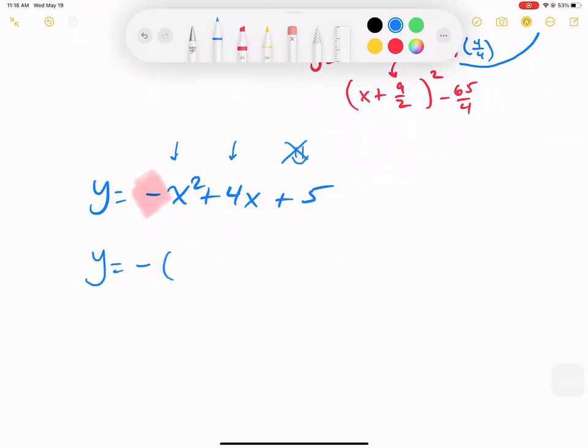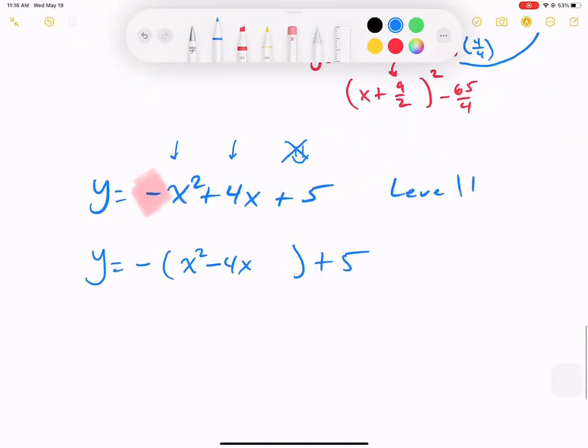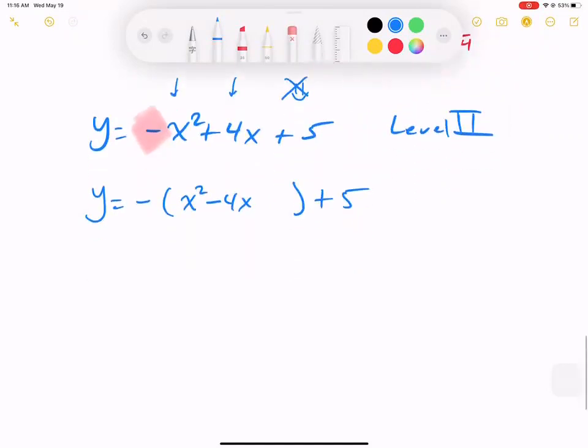Negative, parentheses, x squared minus 4x. I'm going to give myself some space, plus 5. Okay, please leave yourself some space for these problems. These are what I call level 2 problems, okay? Level 2, fight, level 2. So I'm taking the negative out because there are no perfect squares with negatives in the front. They don't exist. So I'm going to ask the negative to leave so I can do my thing.